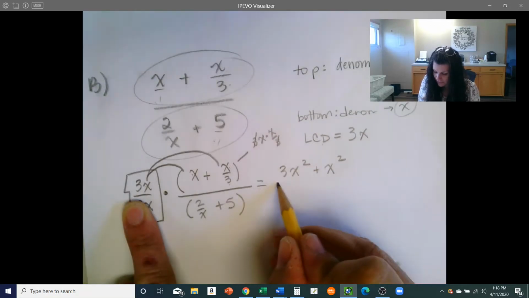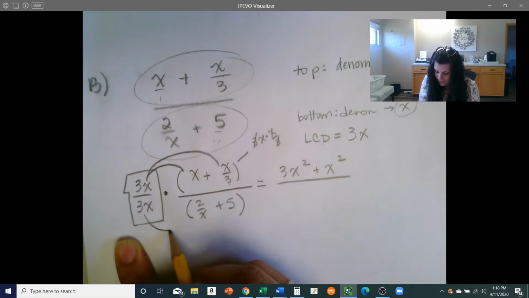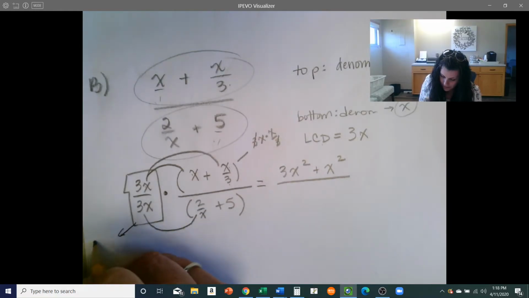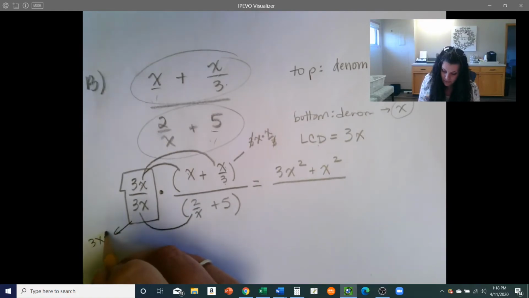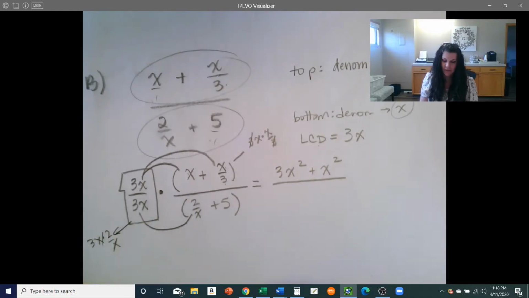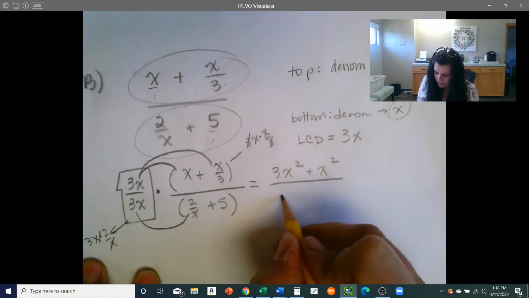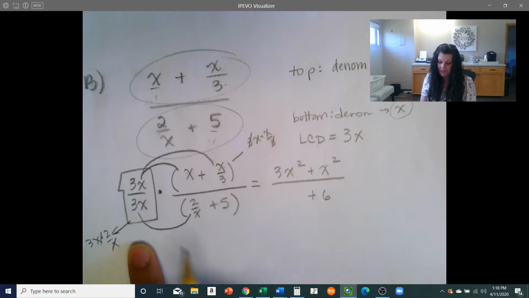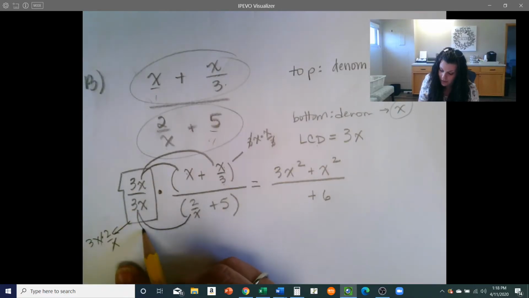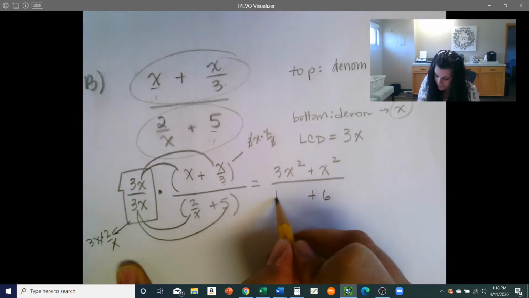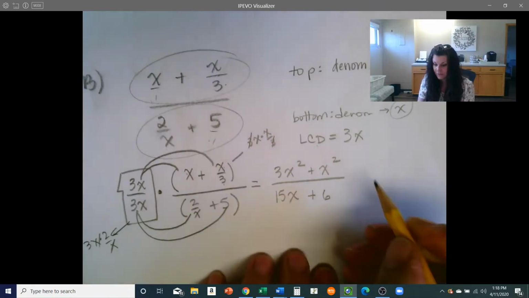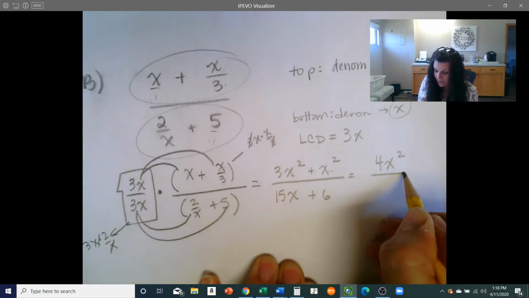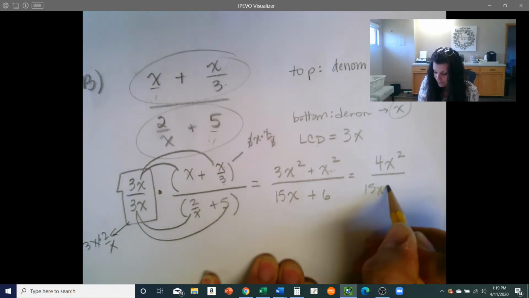So I just have x squared. And then down here, 3x times 2 over x. Look at that here. 3x times 2 over x. My x's cancel. So I have 3 times 2, which is 6. And I'm going to write that over here because it's adding. It doesn't matter. And I'm going to do 3x times 5. It's 15x. So now when I combine these, I have 4x squared on top, and I have 15x plus 6 on the bottom.